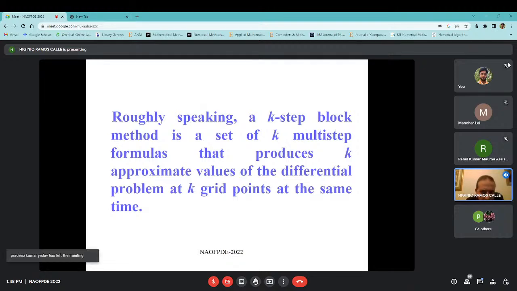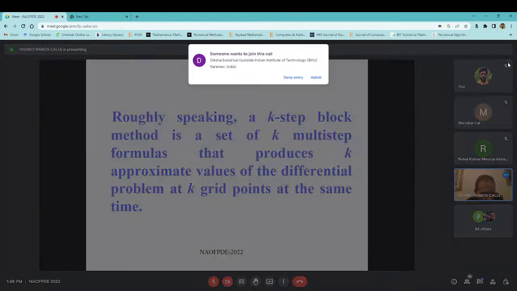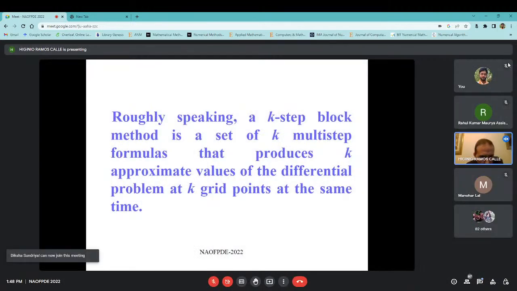Roughly speaking, we can say that a k-step block method is a set of k multi-step formulas that produces k approximate values of the differential problem at k grid points at the same time. So we take a few grid points and we approximate the solution we are looking for at those points at the same time. So this is why it is called a block method.